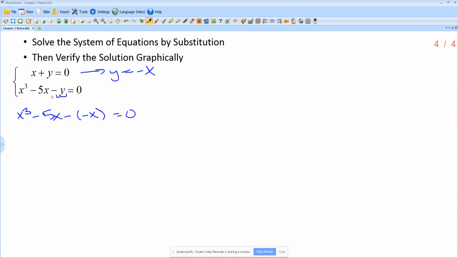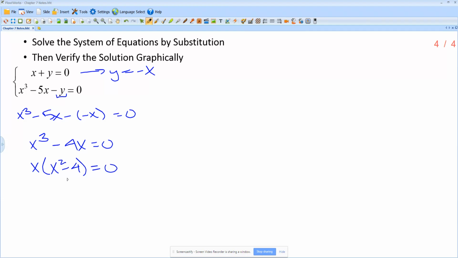Keep in mind, this is a minus negative. So don't get confused with those positive negatives. I want to know that you can do these. That gives me x cubed minus 5x plus x, which is minus 4x, equals 0. So I could factor an x out of this. I get x squared minus 4 equals 0.